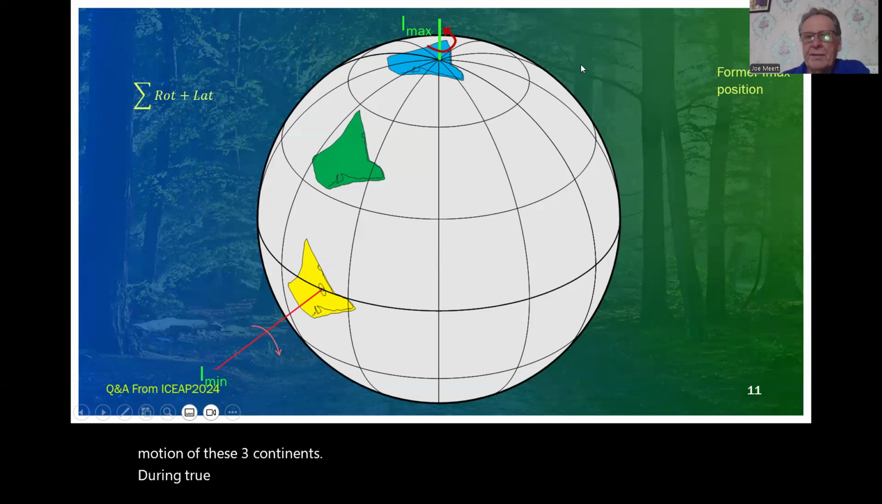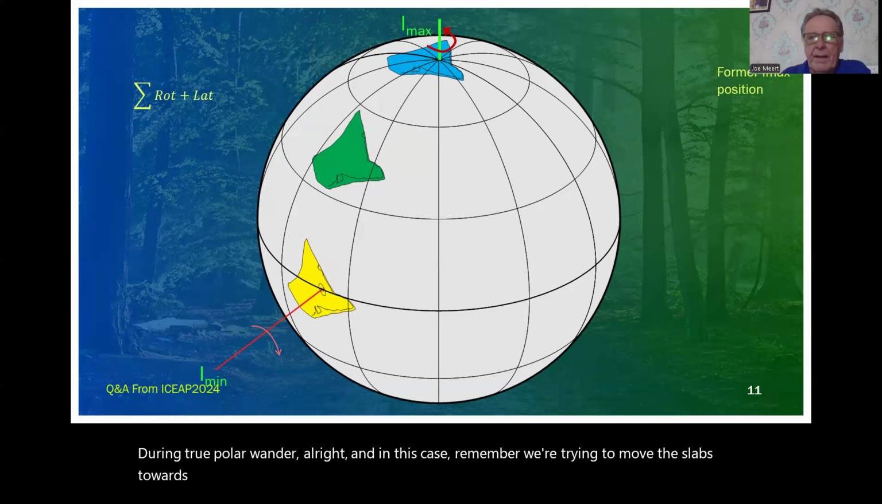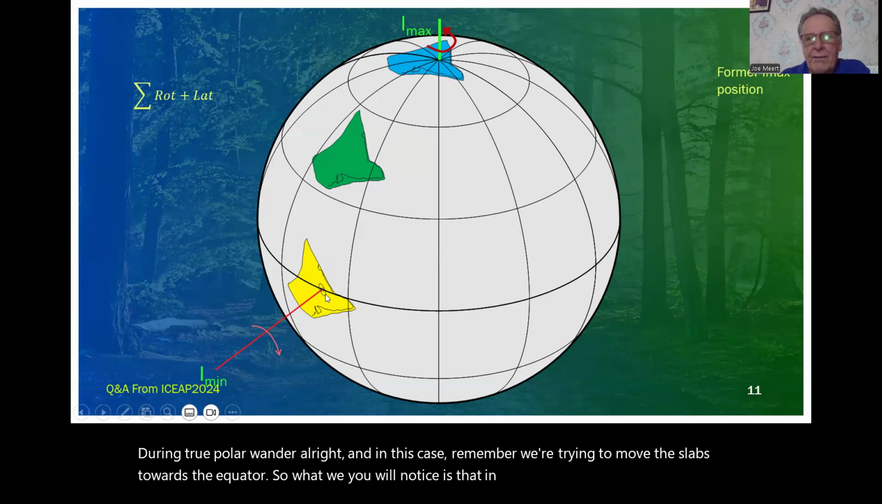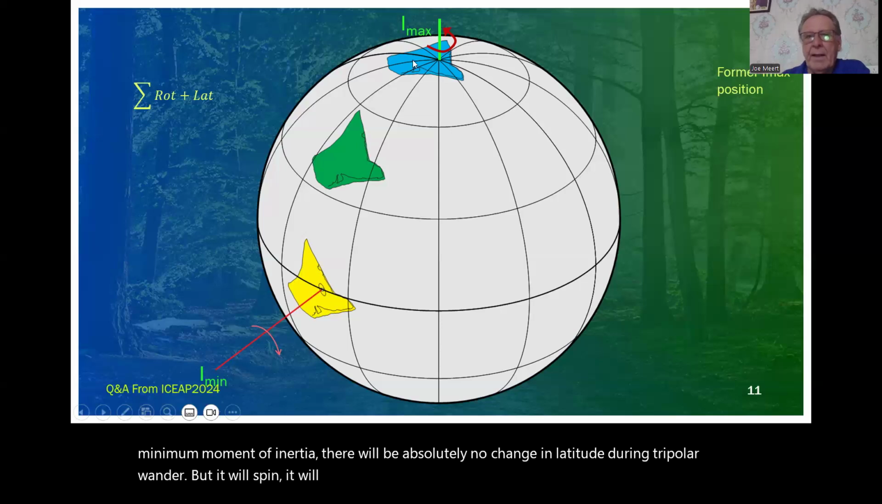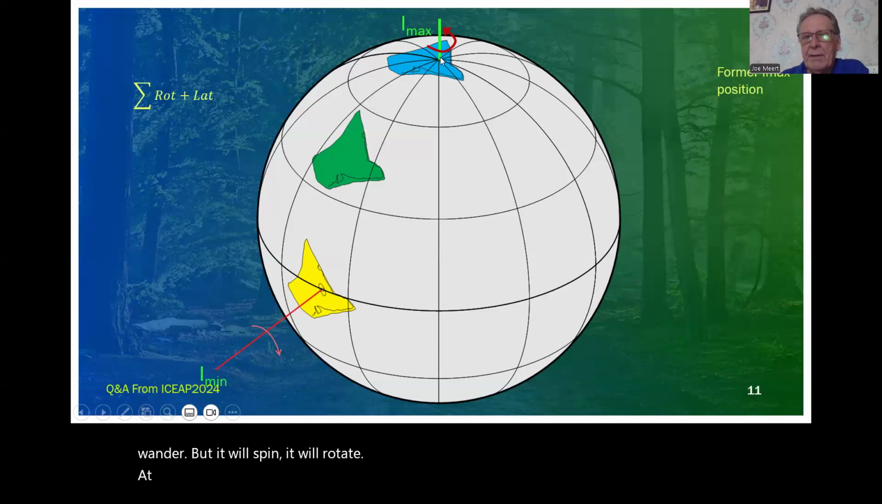All right. And in this case, remember, we're trying to move the slabs towards the equator. So what you will notice is that in the case of the site located right at the minimum moment of inertia, there will be absolutely no change in latitude during true polar wander, but it will spin, it will rotate. At the maximum moment of inertia, because it's 90 degrees away from I min, it will move only latitudinally. It will have no rotational motion.